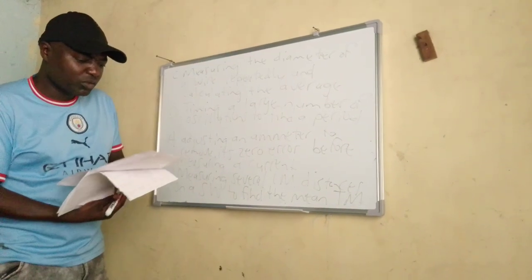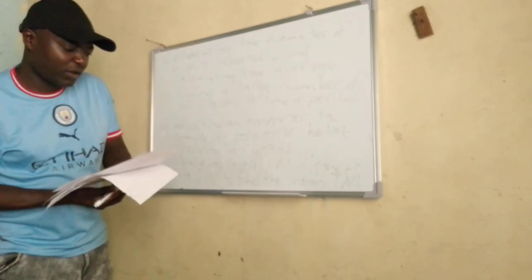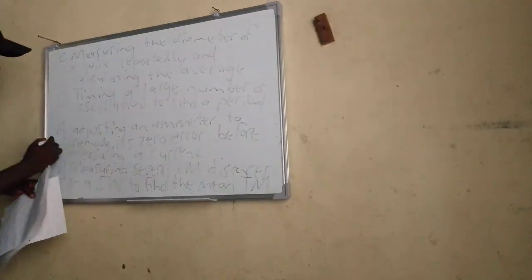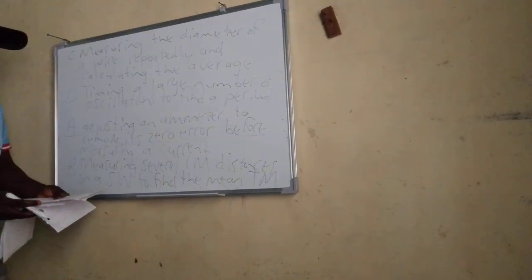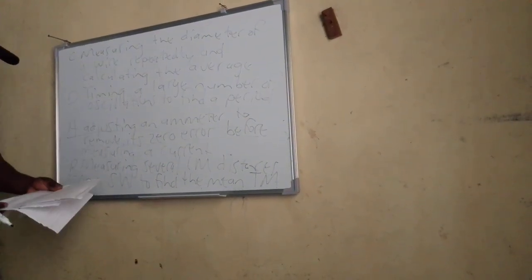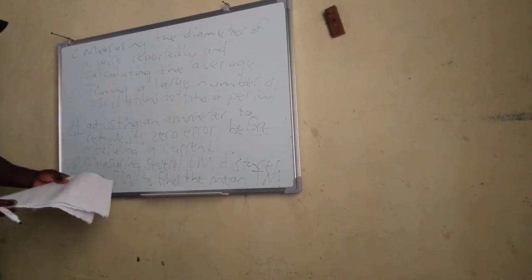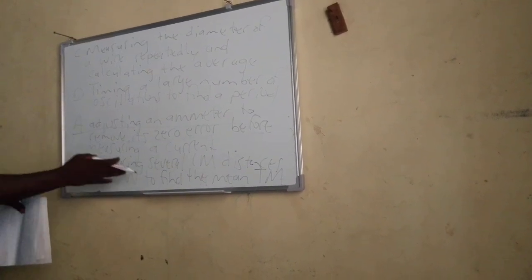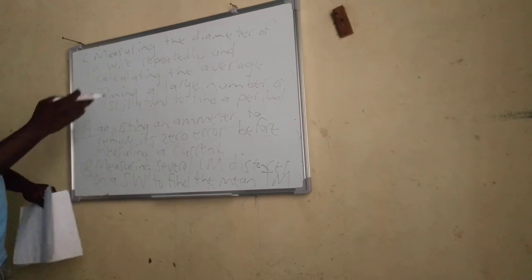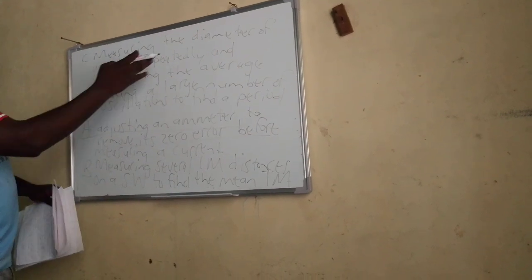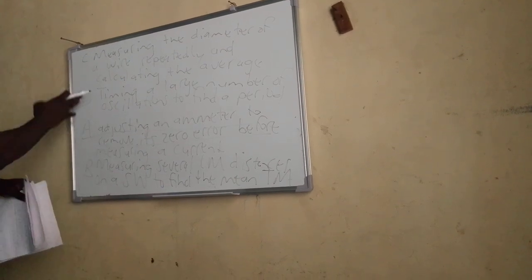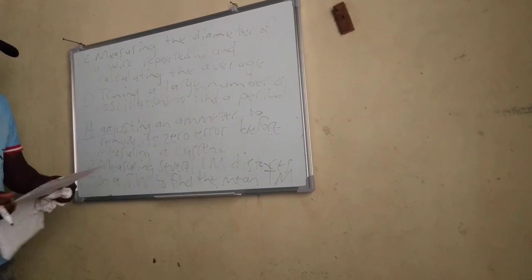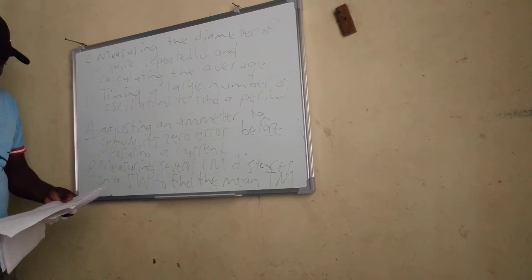So here the question says which one of the following techniques is to reduce or eliminate the systematic error. So the answer there is A. Adjusting an ammeter to remove its zero error before measuring eliminates the systematic error. B has to do with reducing the random error. C also has to do with reducing the random error: measuring the diameter of a wire repeatedly and calculating the average. D has nothing to do with eliminating the systematic error.